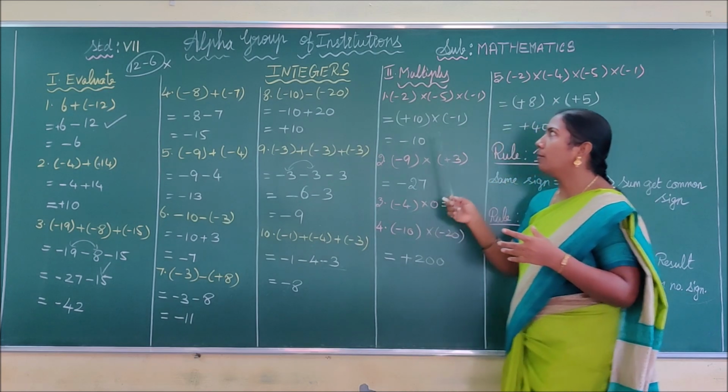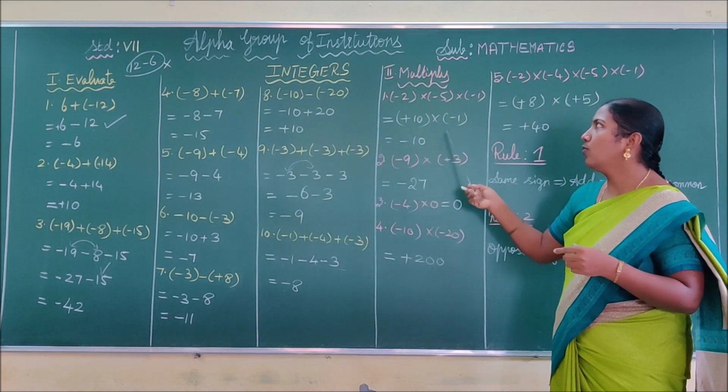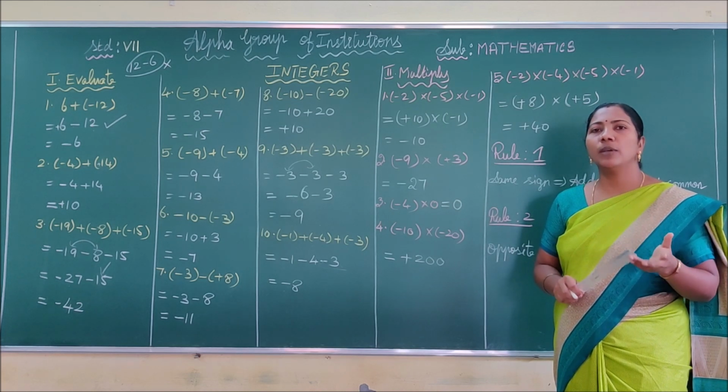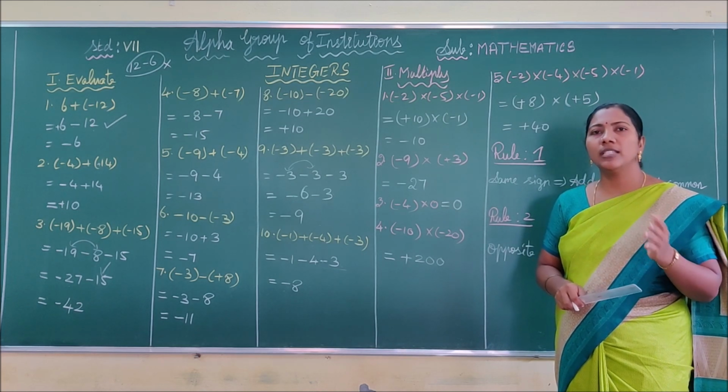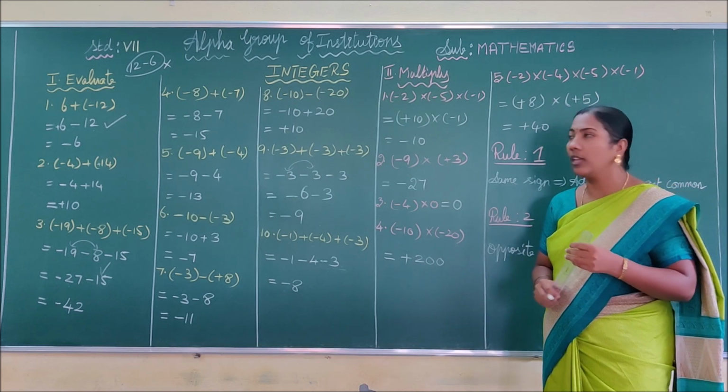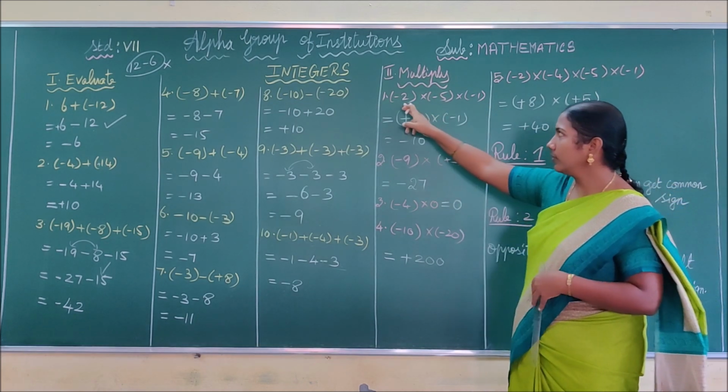Okay. Let's move to the multiplication sum. What is the rule for multiplication sum? Plus into plus, plus. Minus into minus, plus. Plus into minus, minus. Minus into plus, minus. You have to always remember this. Okay. See the first one.